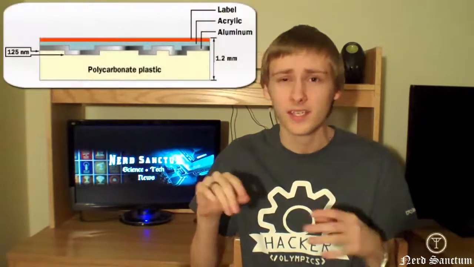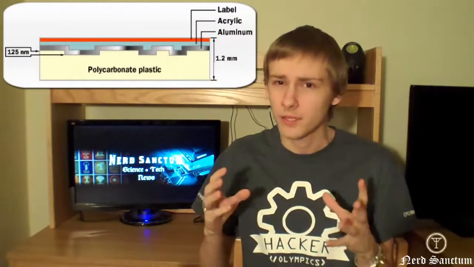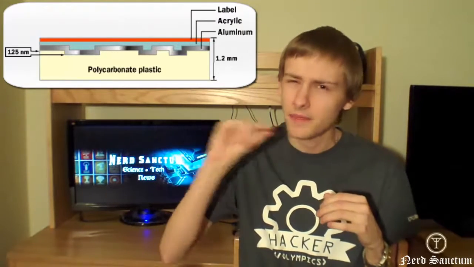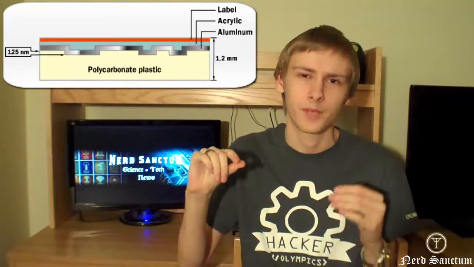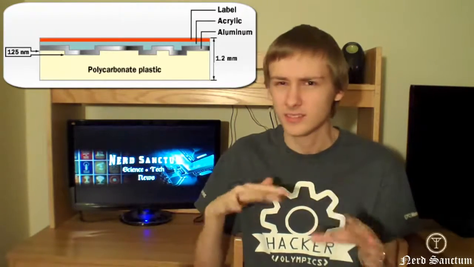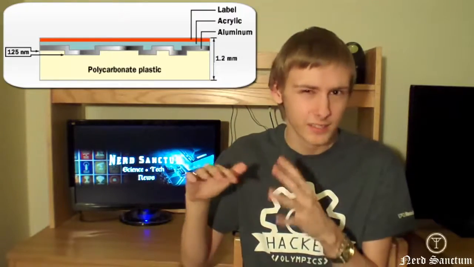Okay, so now let's just jump into the anatomy of how a disc actually is created, right? So basically discs are usually 1.2 millimeters thick. Most of that is a polycarbonate plastic, which is a clear substance. And then we have, let's say, a thin layer of aluminum, right? That's reflective. Now on top of that we usually put some acrylic solution just to protect the aluminum, and then we have whatever label that you put on top.